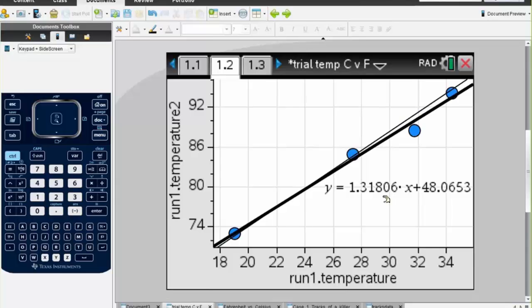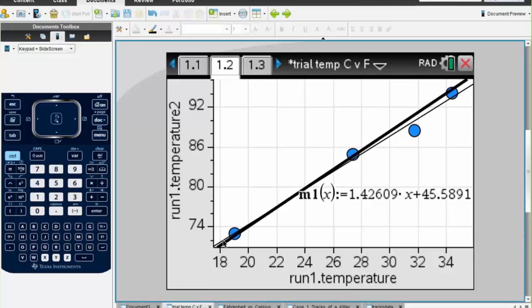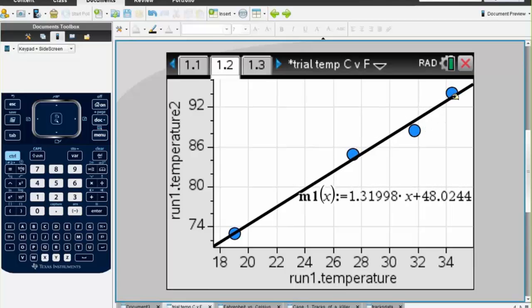And it's given me my equation there, which where I put my movable line wasn't too bad. I can now go in and actually move my movable line to match over the top, and we get our relationship there.